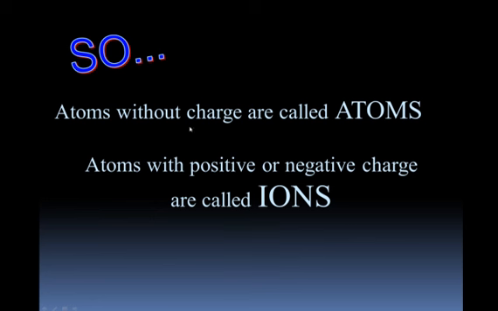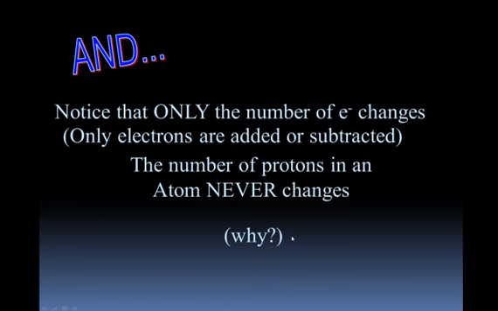Okay? Atoms without a charge are called atoms. Atoms with a positive or negative charge, meaning more or less electrons, are called ions. Notice that only the number of electrons changes. The number of protons never ever change. Why? Answer that in your notes and we will discuss it in class.